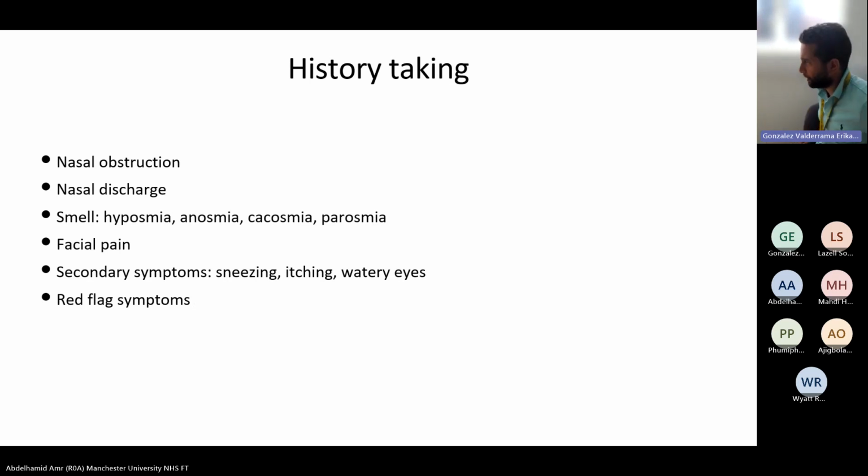What about the past medical history? What are the key points we want to cover? Yes, the medical comorbidities, so asthma and rhinitis, allergies. Previous personal history of surgery, nasal surgery, sinus surgery. Exactly, well done. Previous history of trauma, you're saying, for those presenting with structural problems, maybe obstruction, blocked nose.